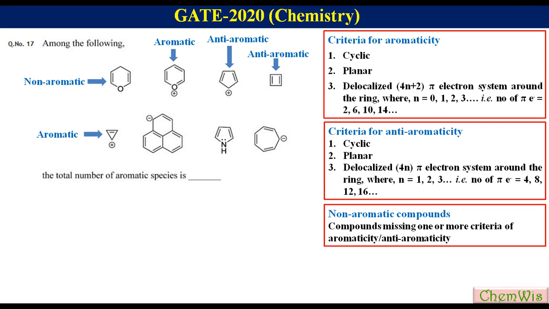This is cyclic and planar with delocalized 14 pi electrons, so aromatic. This is cyclic and planar with 6 delocalized pi electrons, so aromatic. This is cyclic and planar with 8 pi electrons, so anti-aromatic. So we can see that the total number of aromatic compounds is 4.